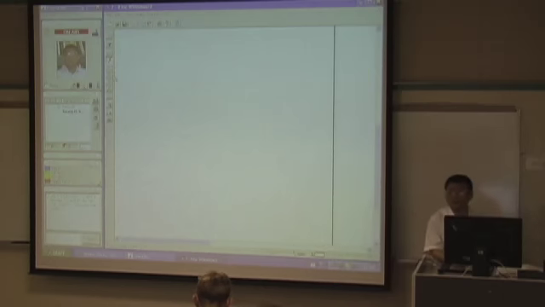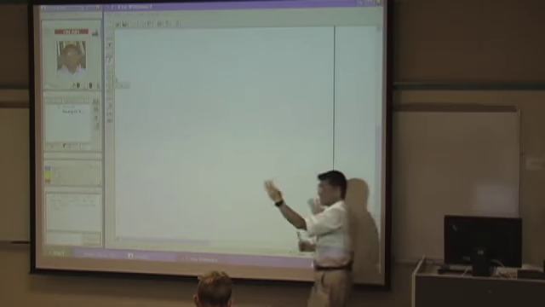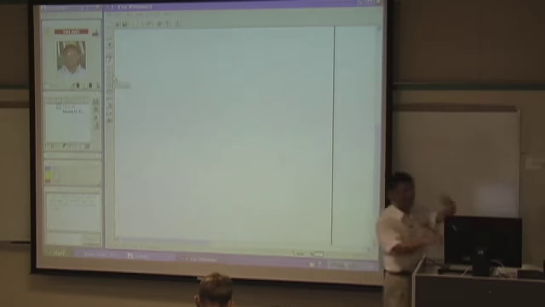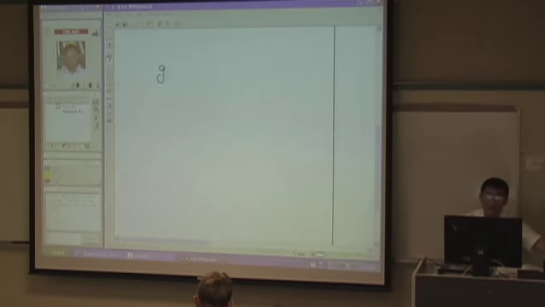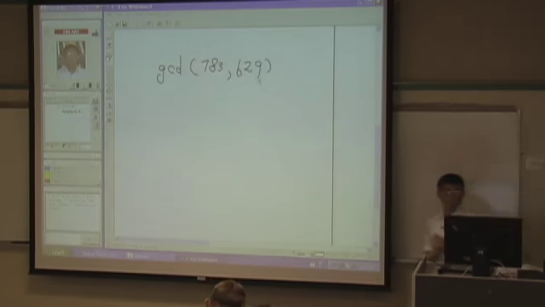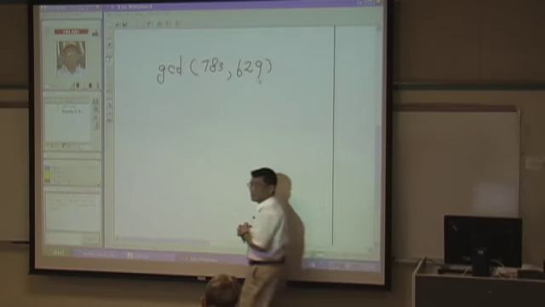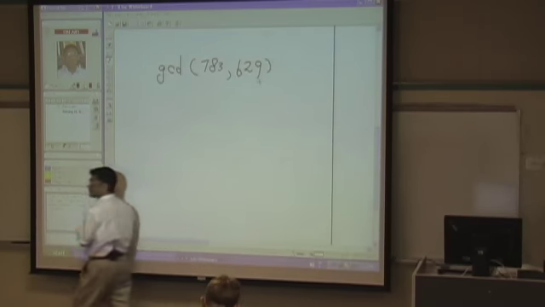So please pick two 3-digit numbers. Any 3-digit number is okay. So what is the first 3-digit number? 183. And then second one? 600. No problem. 629. So let's find the GCD of these two numbers.